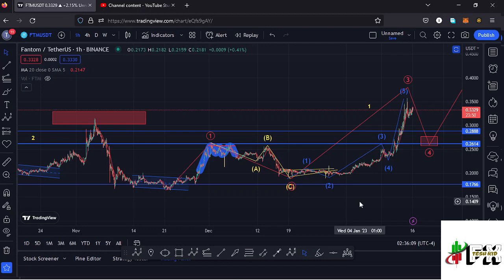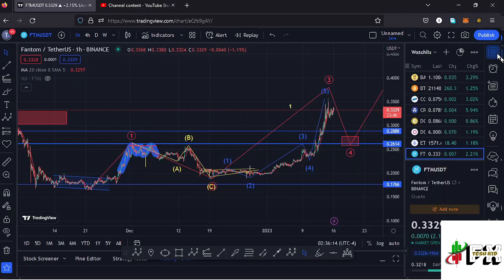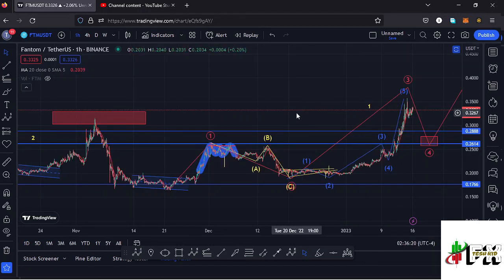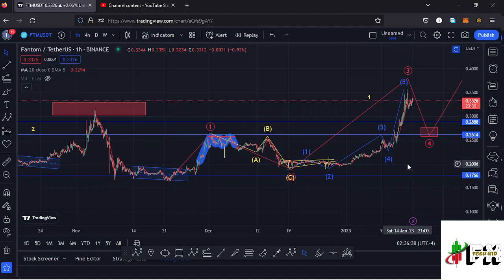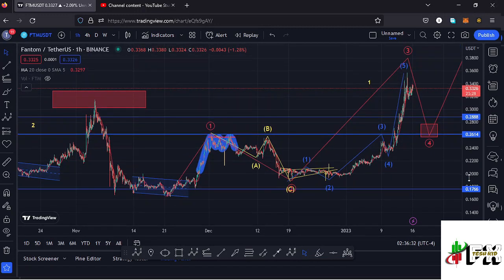At the time of this recording, Fantom has continued to show a lot of strength, and as you can see here on TradingView, the market is up by 2.09%. In this video I want to give you the short-term and the long-term scenarios that I'm expecting to play out, and I'll be starting my analysis here on the 1 hour chart by first giving you a recap of what has been happening and also the short-term scenarios that I'm expecting to play out.